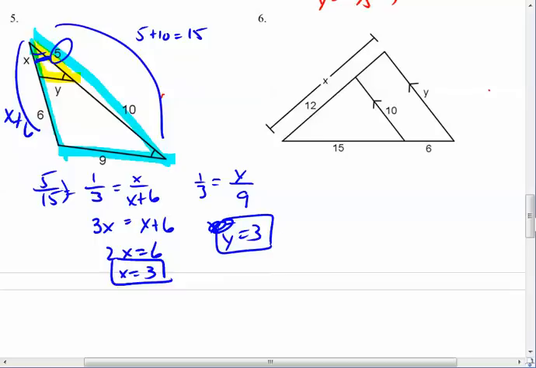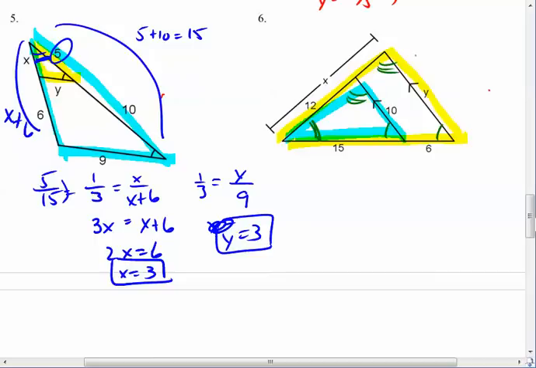Alright, next problem. The larger triangle here is in yellow, the smaller triangle is here in blue. You can see that I've got one shared angle, and then the bases of these triangles are parallel, so those are corresponding, and then these are corresponding. So I definitely have similar triangles.